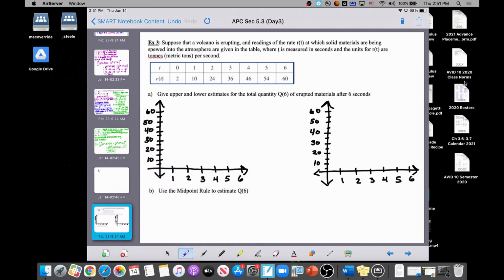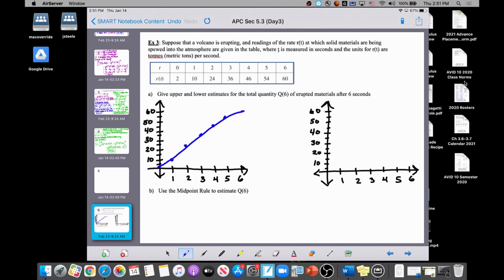When t is 0, I'm at 2. When t is 1, I'm at 10. T is 2, I'm at 24. T is 3, I'm at 36. T is 4, I'm at 46. T is 5, I'm at 54. And when t is 6, I am at 60. So I have something that looks like that. It's got a little bit of a curve to it, right? And I'm supposed to give an upper estimate and a lower estimate.